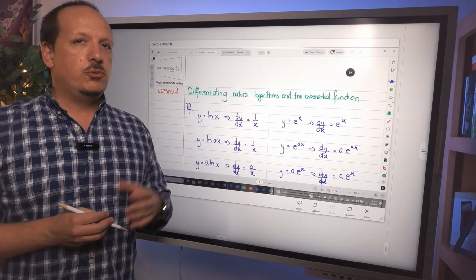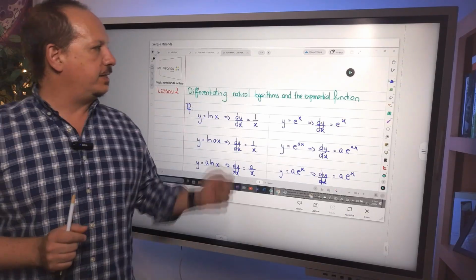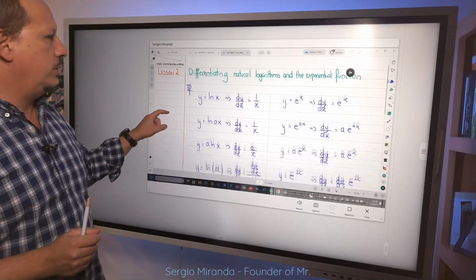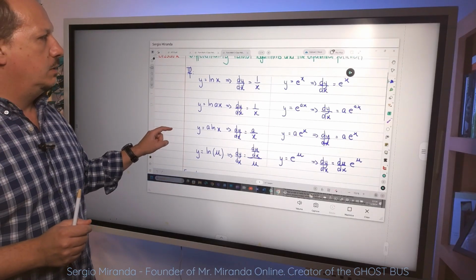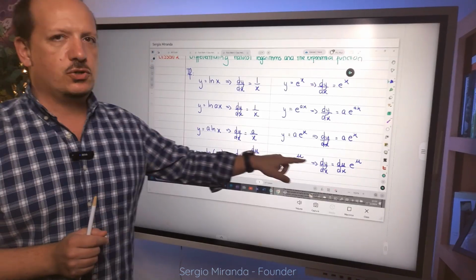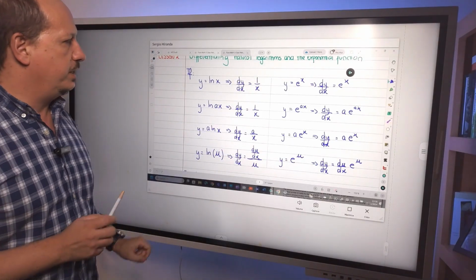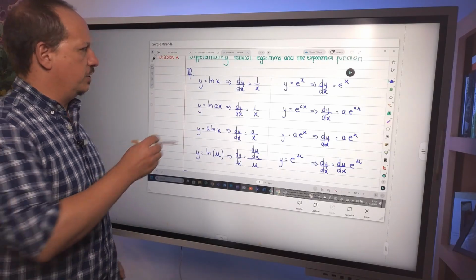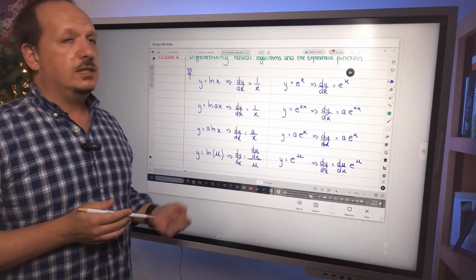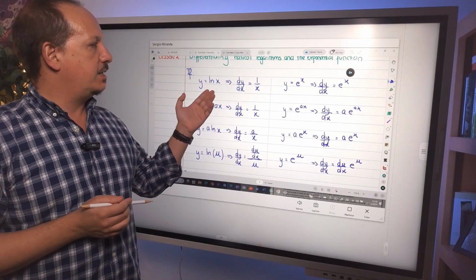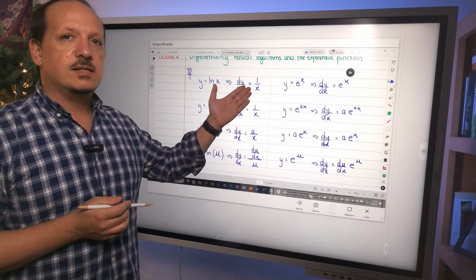On this second lesson, we are going to learn how to differentiate the natural logarithms and the exponential function. And here you have the rules. The one that matters the most is actually these two over here, the most generic one, but let's go over these more fundamental functions. So if you have the natural logarithm of x, if you want to differentiate it, that's just going to be 1 over x.